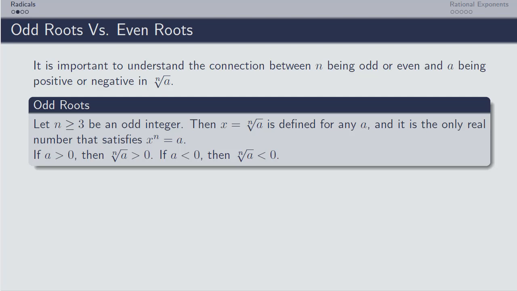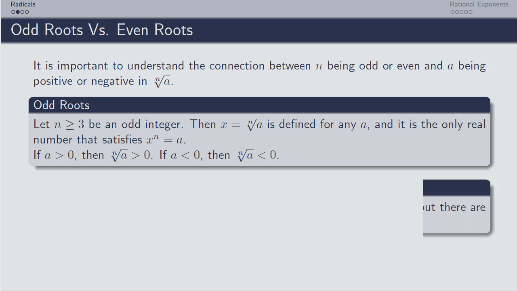So let's talk a little bit more about odd roots versus even roots. We'll start with odd roots. If n is odd and greater than or equal to 3, then x equals the nth root of a is defined for any a, and it's the only real number that satisfies x to the n equals a. I plug x equals nth root of a into that equation, take it to the nth power, it cancels out that root, and we're left with a. If a is positive, the nth root of a is positive. If a is negative, the nth root of a is negative.